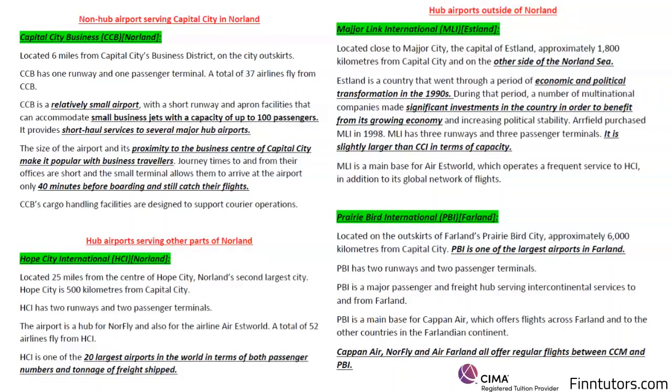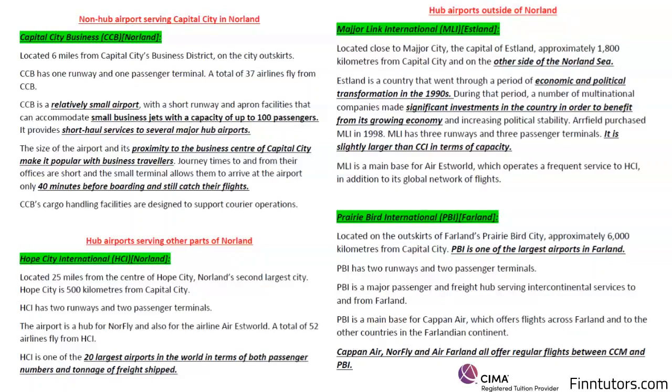The size of the airport and its proximity to the business center of capital city makes it popular with business travelers. So what many people will do is fly into CCI, which is your airport, Capital City International, then take a smaller flight and fly to capital city business for a quick business meeting or whatever, and then just come back. So journey times to and from their offices are short, and the small terminal allows them to arrive at the airport only 40 minutes before the boarding and just catch their flights and leave.